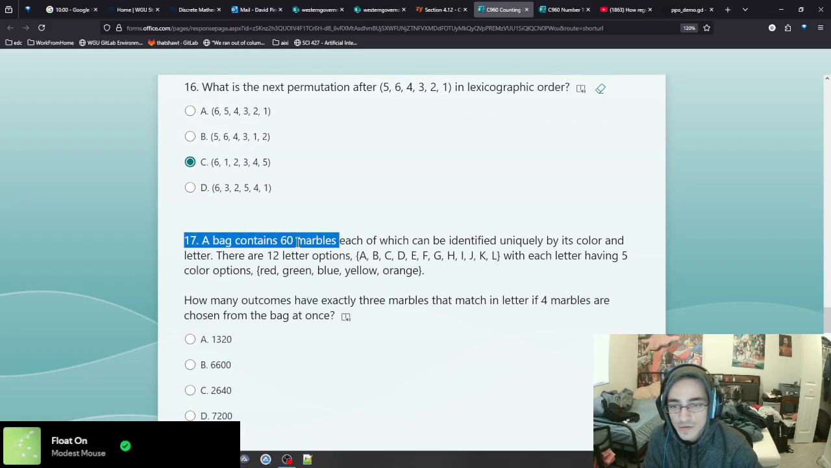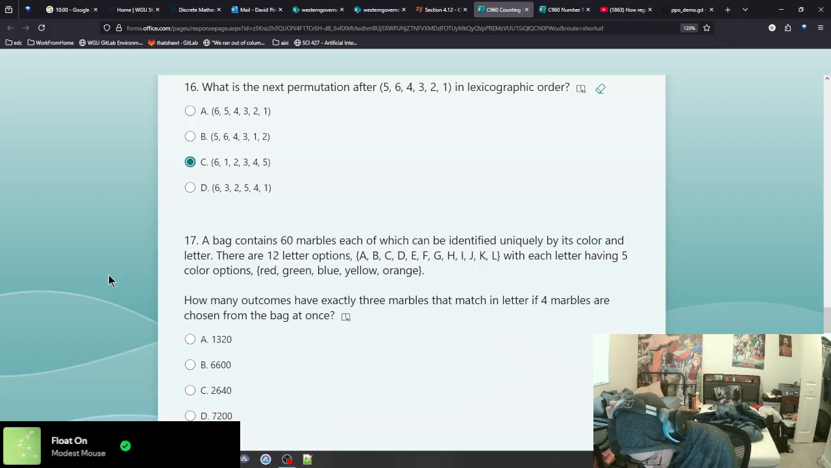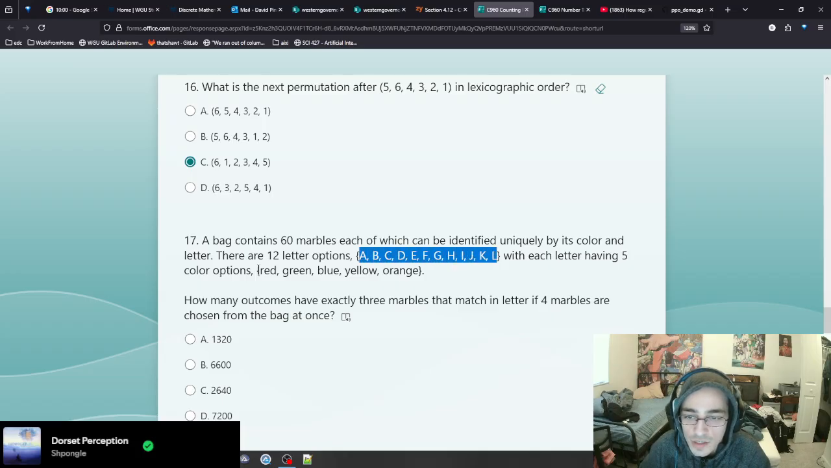Okay, so, alright, a bag contains 60 marbles, each of which can be identified uniquely by its color and letter. 60 marbles. What? So, yeah, 12 times 6, right? Nope. 12 times 5. What am I doing? 60, okay. So they're saying that we have 60 marbles, they're all just combinations of these two things.